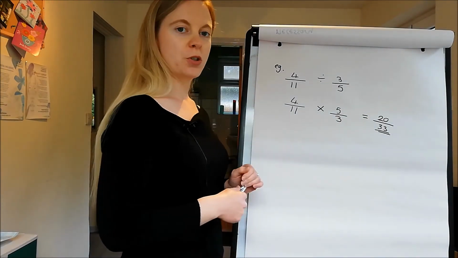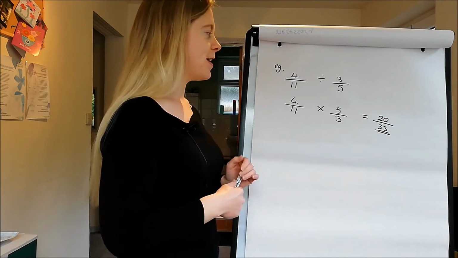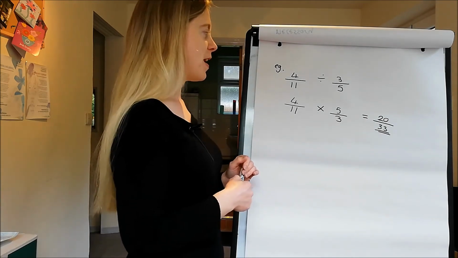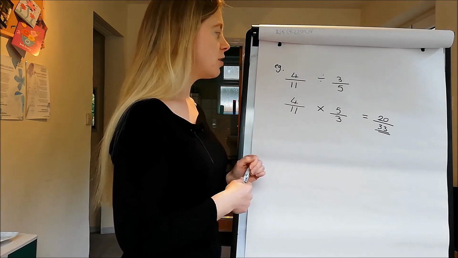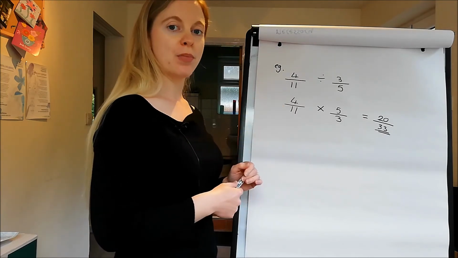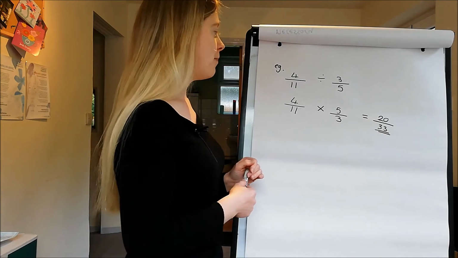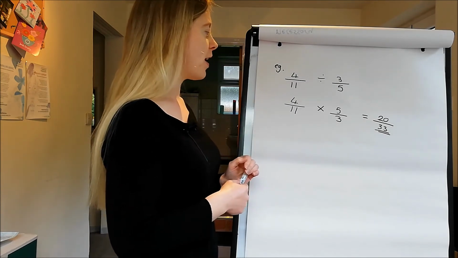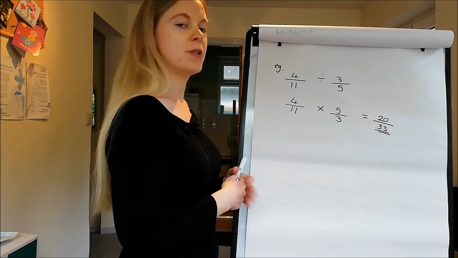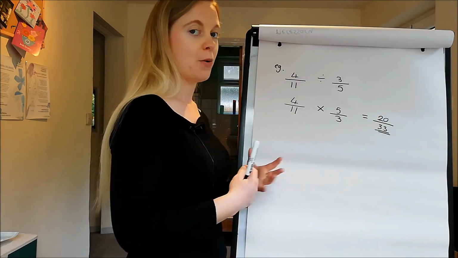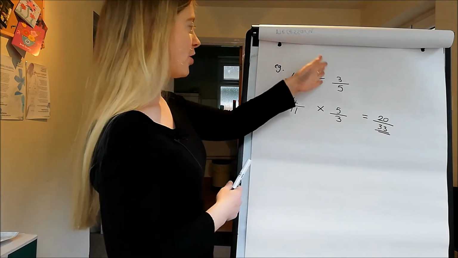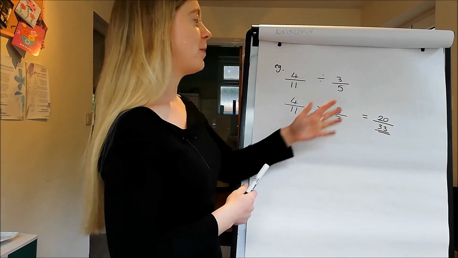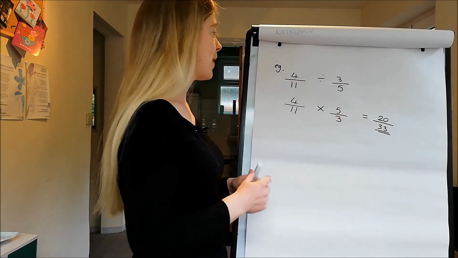I know at some schools they teach you the KFC method. They tell you to remember this by thinking KFC for keep, flip, change. So if that's how you want to remember it, that's fine as well. I don't really like that way. I prefer thinking change the divide to a times and flip the second, because that's how we were taught it at school, but whatever works. As long as you are changing the divide into a times and you are flipping the second fraction, I don't care how you remember it.